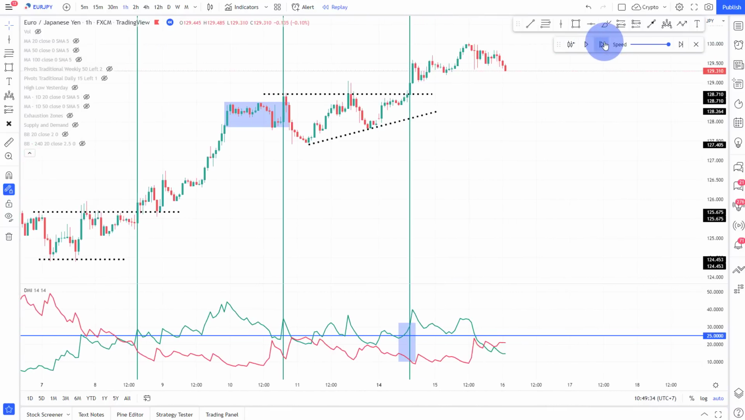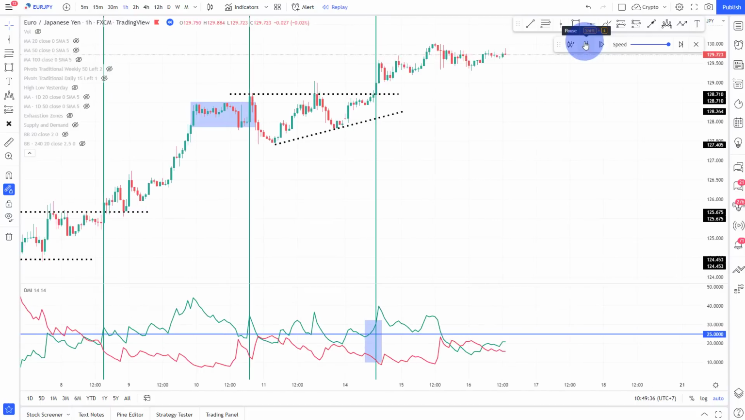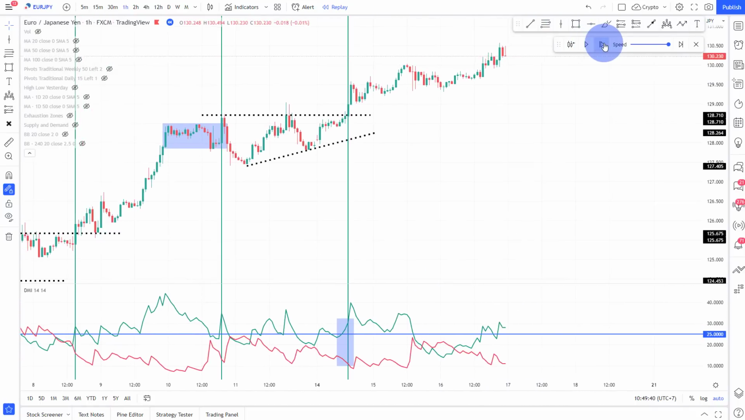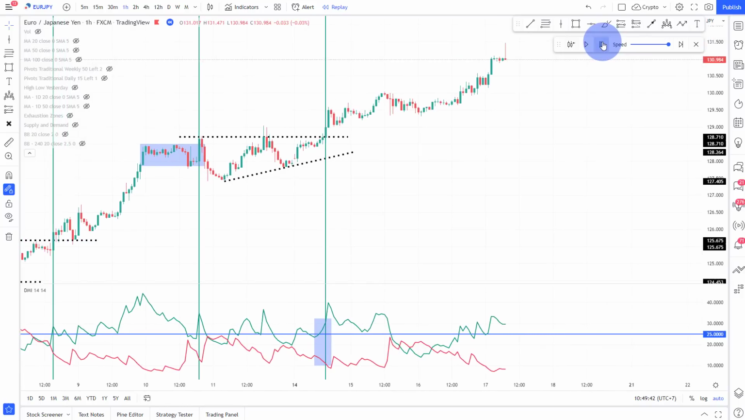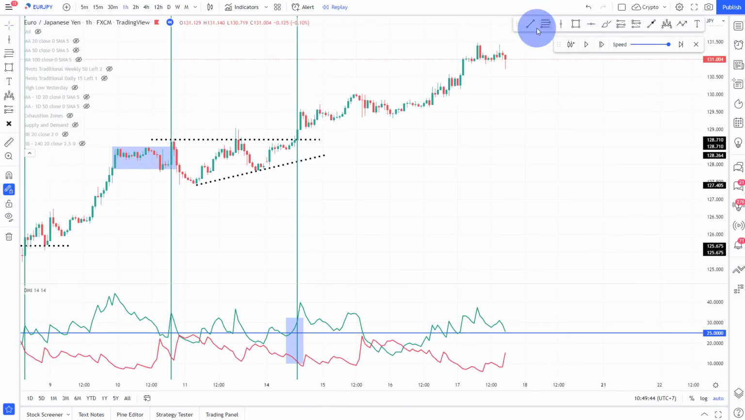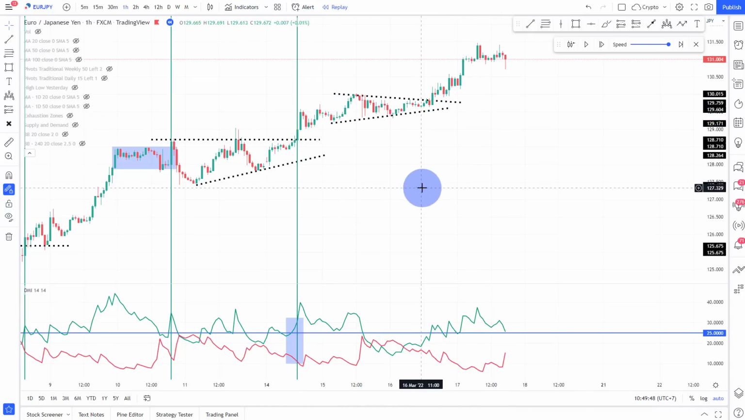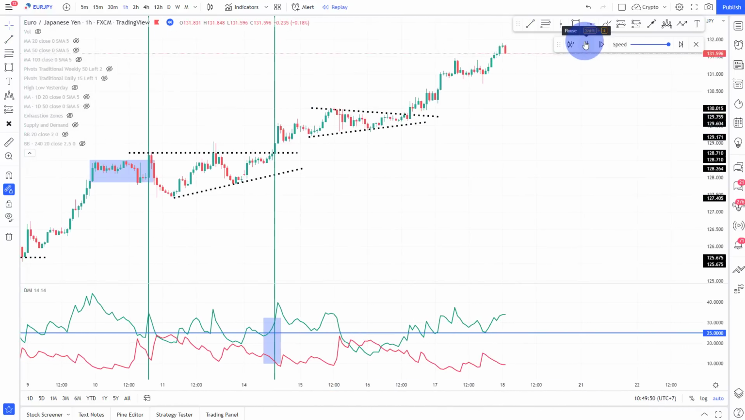Okay, a little bit more back and forth. Let's speed this up. We have another range. Let's see what is happening here. The DI lines are still favorably crossed. You could have maybe said, okay, here we could have traded that maybe. If you want to trade the breakout, fair enough.